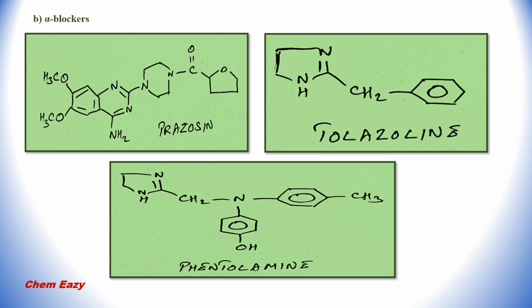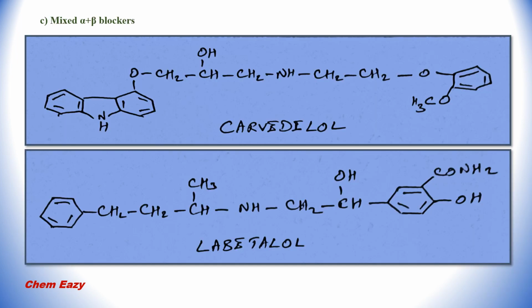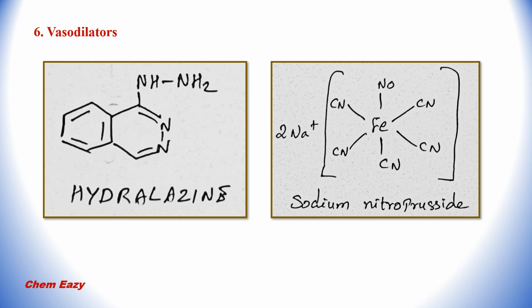Second subclass is alpha blockers. Under alpha blockers, prazosin, tolazoline, and phentolamine. Third subclass is mixed alpha and beta blockers. Under this category, this is the structure of carvedilol and this one is labetalol. Sixth class is vasodilators. Vasodilators include hydralazine and sodium nitroprusside.